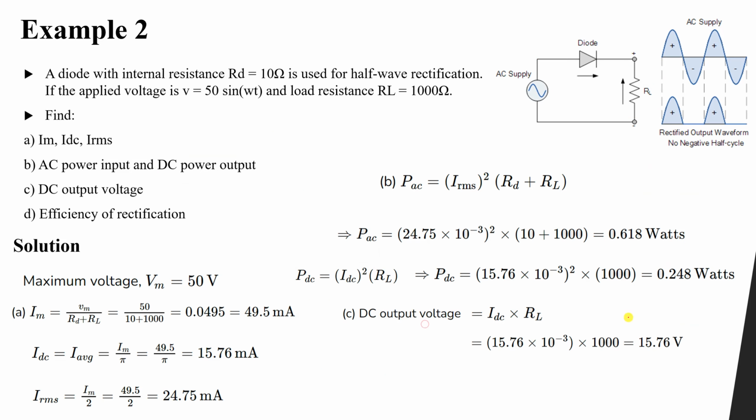Number 4, efficiency of rectification. It will be DC divided by AC, which is 40%, which we talked about before. So this is the second example on the half-wave rectifier. I hope it is clear for you and you now understand how this circuit works.